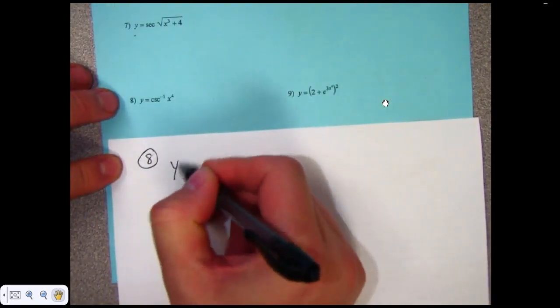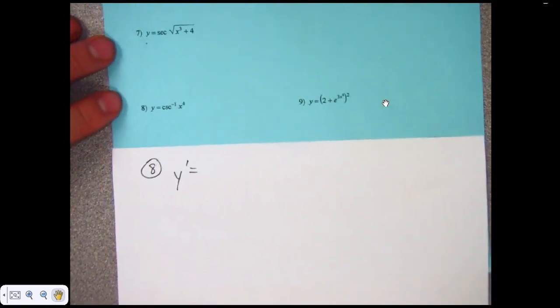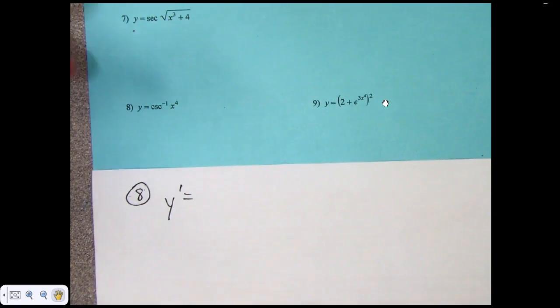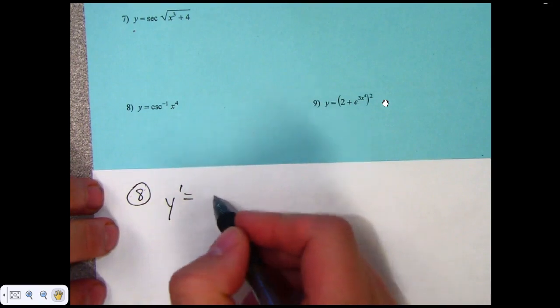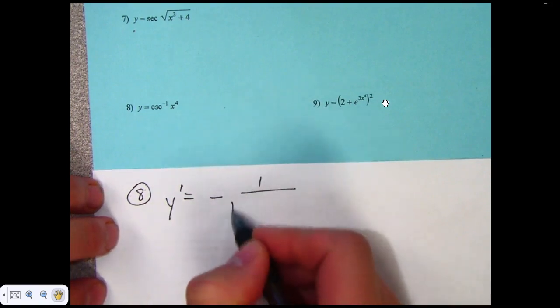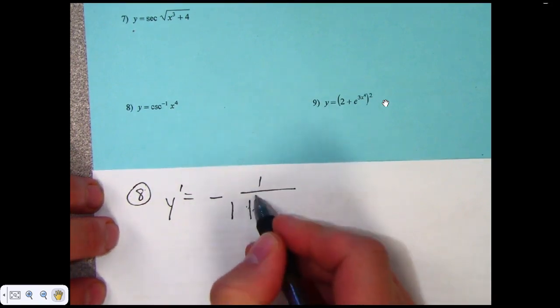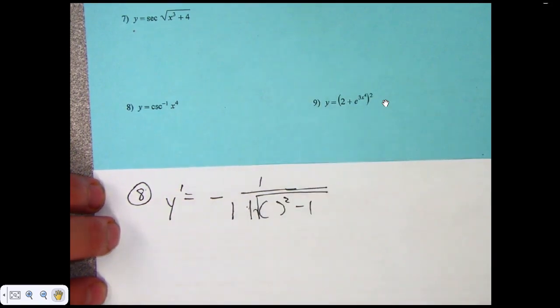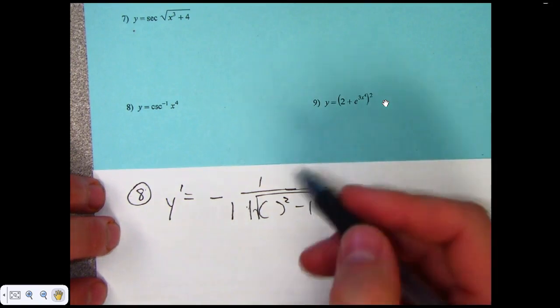2 big issues I saw here. One was you just didn't memorize it, which is, that's just on you. You got to memorize these or you're not going to be able to do them. Second thing is people forgot chain rule. I think you got so caught up in remembering the rule itself that you forgot to do the chain rule piece of it. So the derivative of cosecant is negative 1 over the absolute value of whatever times whatever squared minus 1. And in this case, the whatever is an x to the 4th.